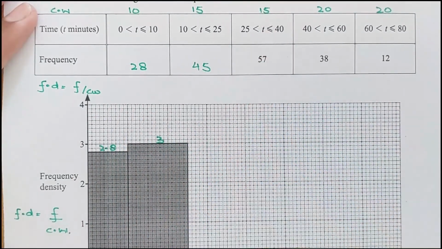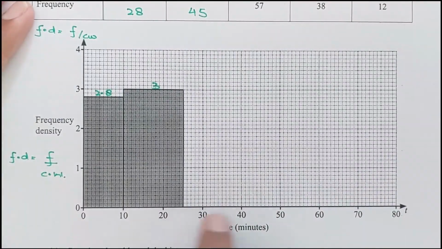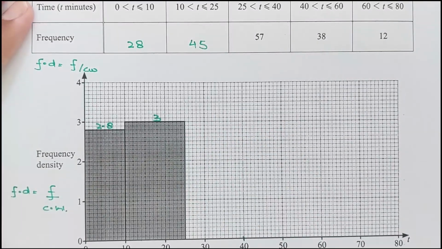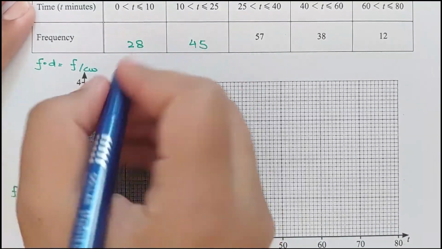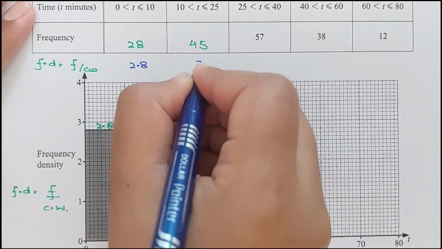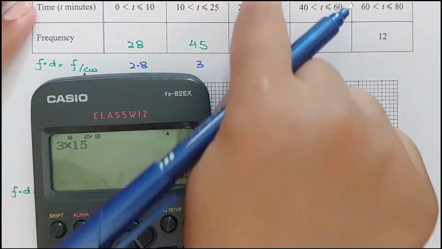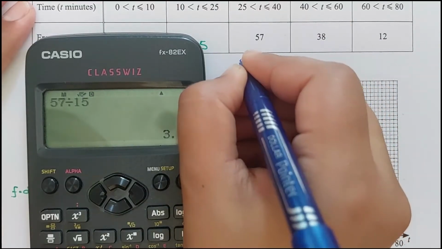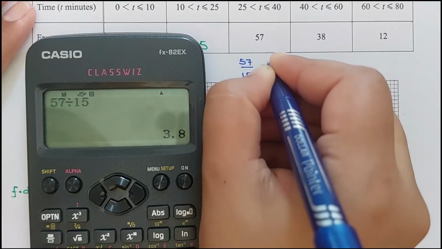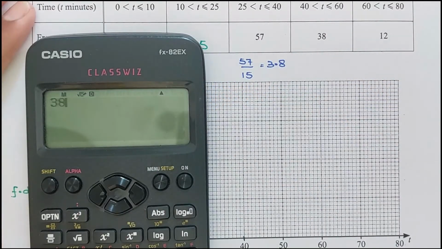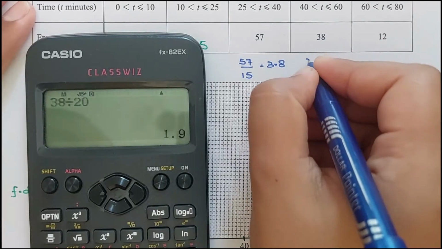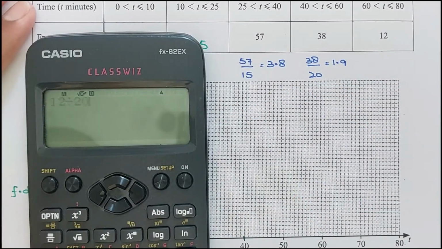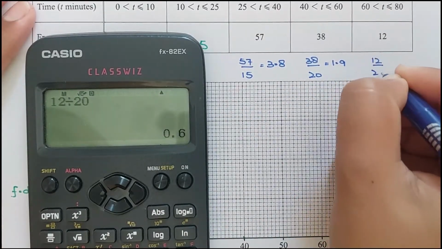Now from 25 to 40, the frequency is 57, so we have to find the frequency densities. Frequency density is frequency over the class width. The frequency is 57 and the class width is 15, so 57 over 15 is 3.8. Then 38 over 20 is 1.9. Last is 12 over 20, which is 0.6.